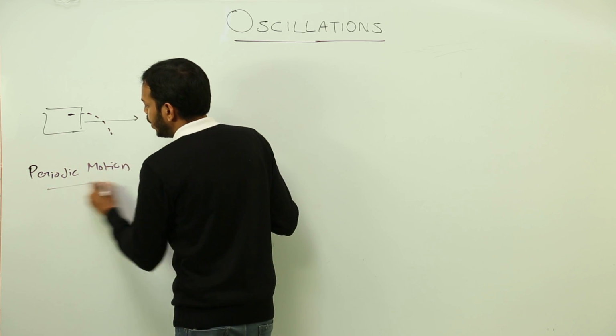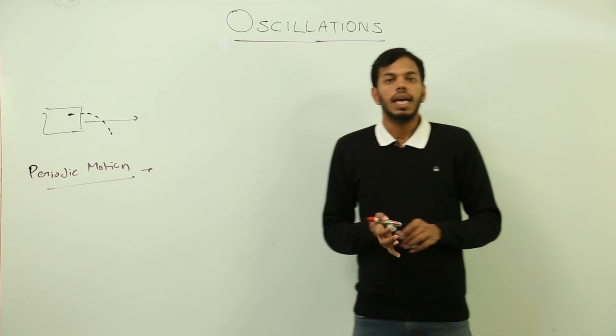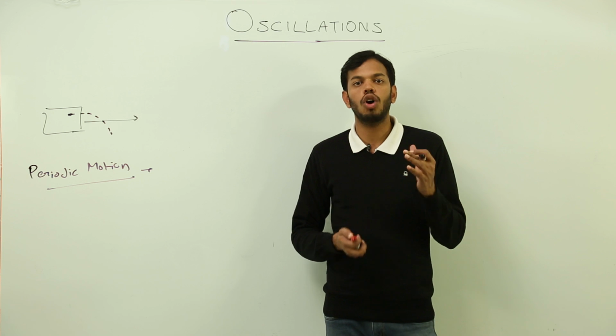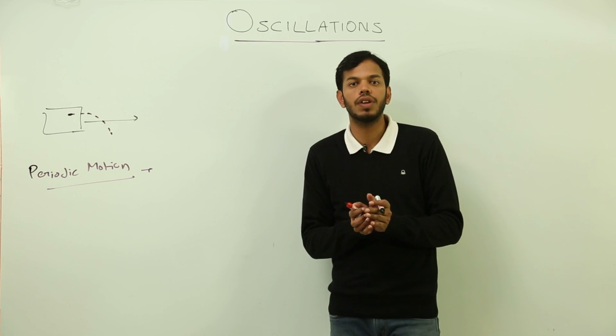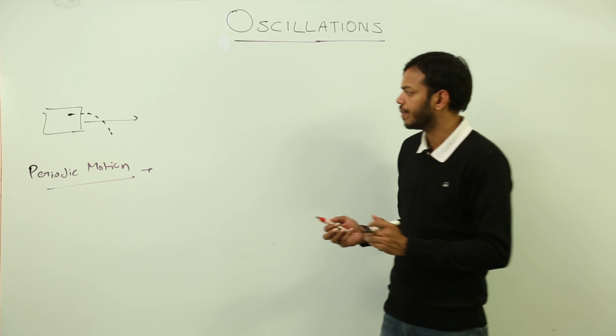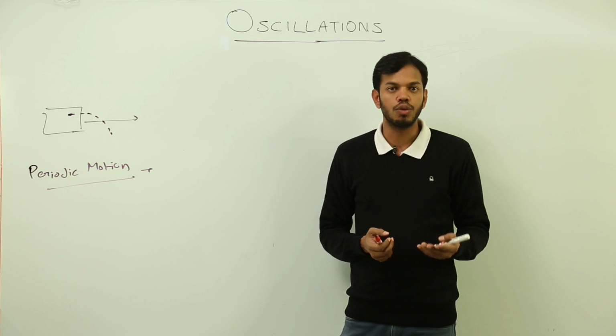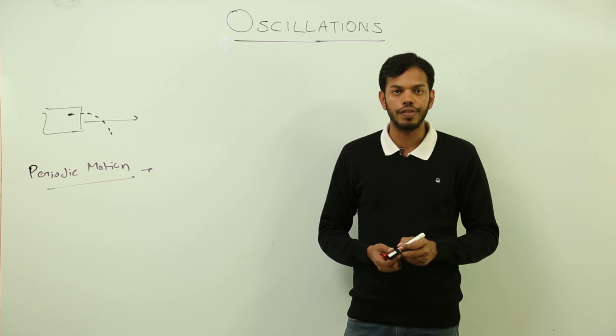So how do we define a periodic motion? Periodic motion is that type of motion in which the motion of an object is repeated after a regular interval of time, right? So what would be non-periodic motion? Those types of motions which are not repeated after a regular interval of time.